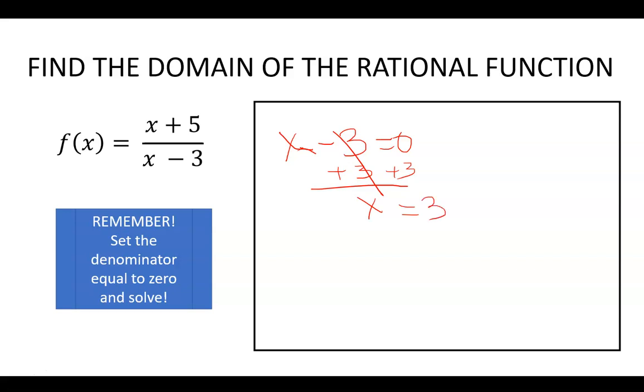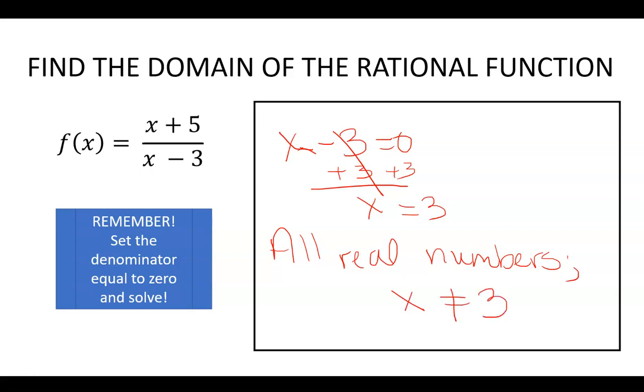So I write my domain. My domain is all real numbers except x cannot be equal to the number 3. So that is my domain. My answer, my domain, is this part. All real numbers except x is not equal to 3.